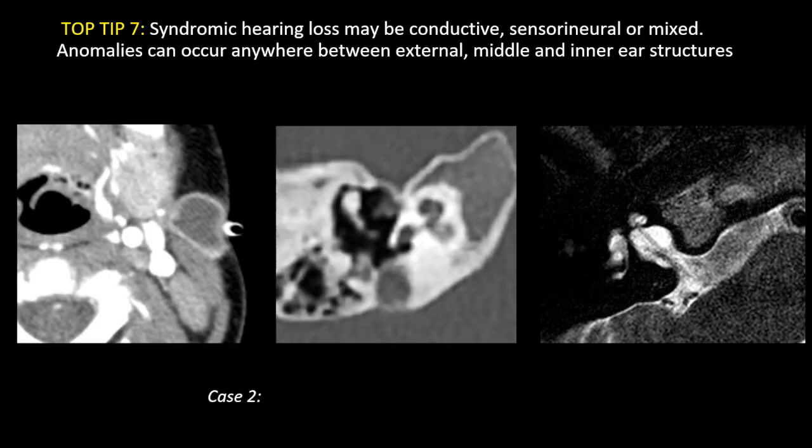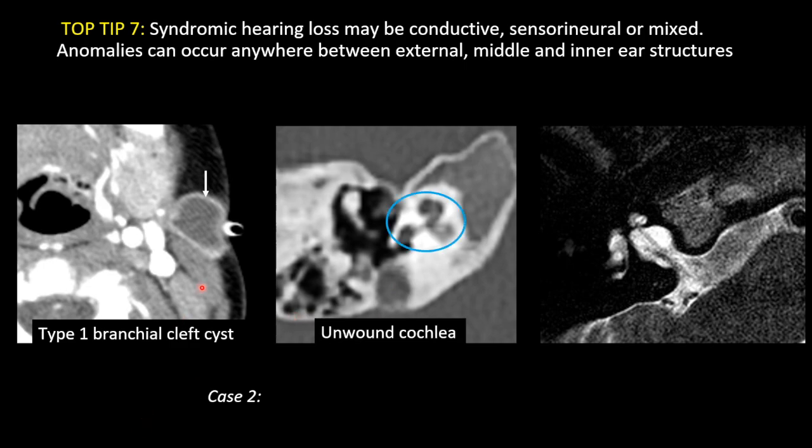This is another example of a syndromic hearing loss. On this image, contrast-enhanced axial CT, we see a cystic lesion that is closely related to the right external auditory canal, and this was a type 1 branchial cleft cyst. On this image, the cochlea is hypoplastic. We can see that there is an anteromedial offset of the hypoplastic apical and middle turns away from this tapered basal turn, which has been described as an unwound cochlea. And on this MR image, we notice that the internal auditory canal is enlarged and has a bulbous appearance.